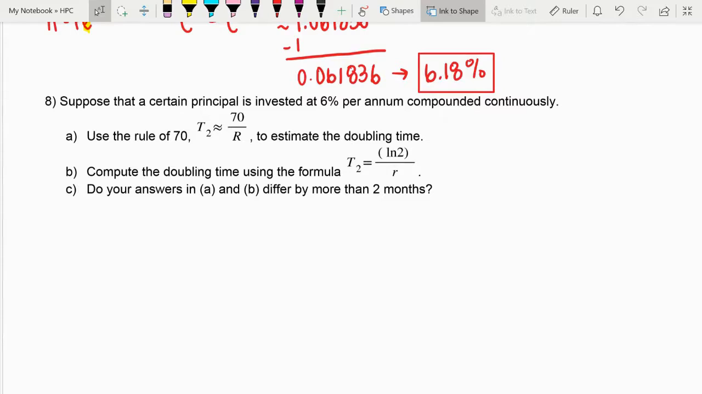Okay, number 8, suppose that a certain principal is invested at 6% per annum compounded continuously. In part A, we want to use the rule of 70, so doubling time is going to be approximately 70 divided by R. Now here, when we have this capital R, we're going to actually be using 6 rather than changing that to a decimal. Okay, so part A, we have our doubling time is going to be approximately 70 divided by 6, and that gives us about 11.6 repeating years to double.